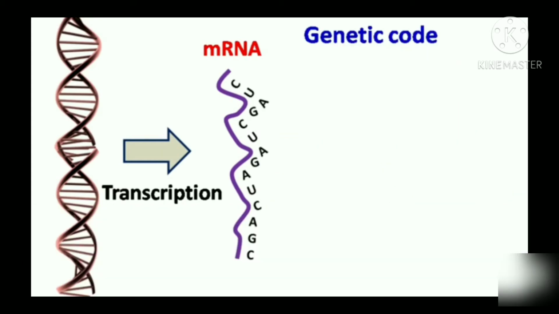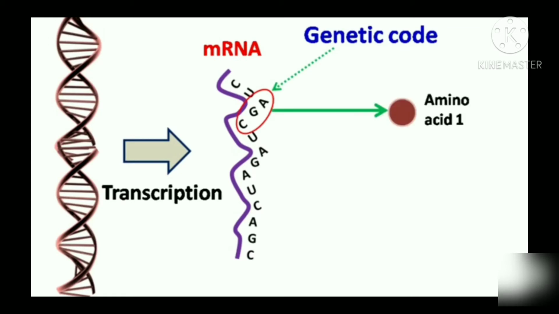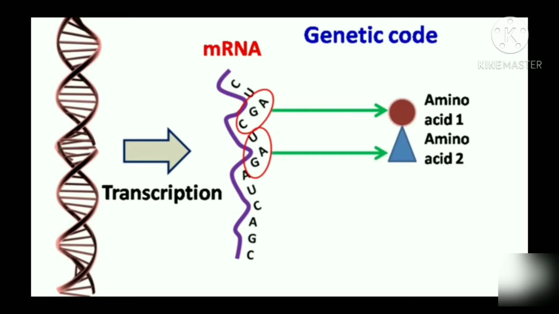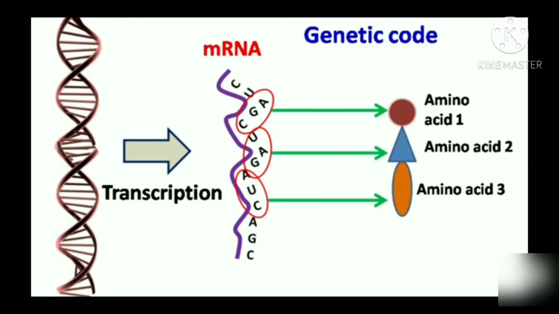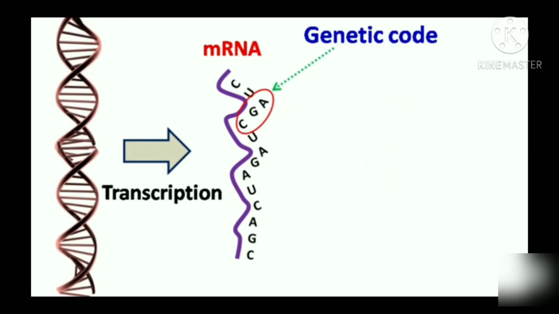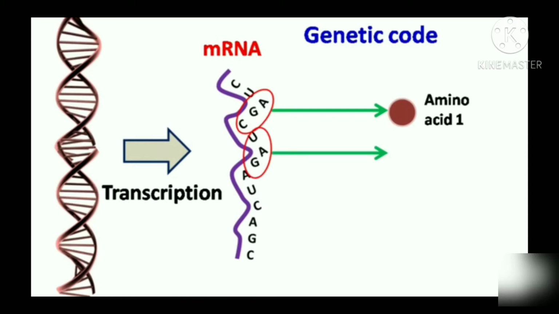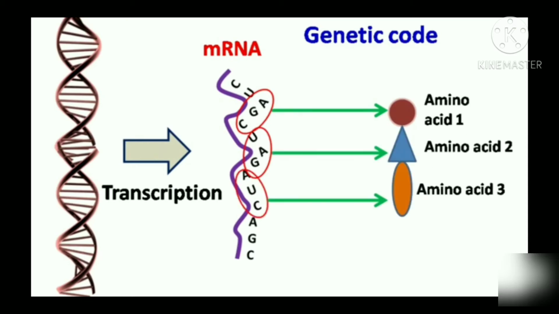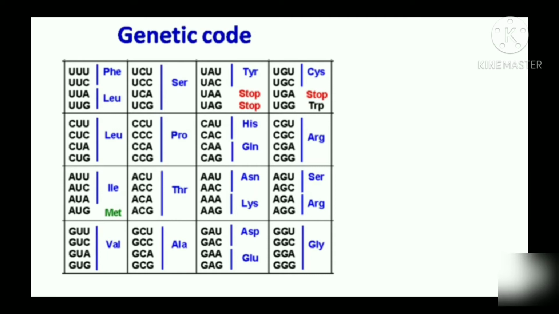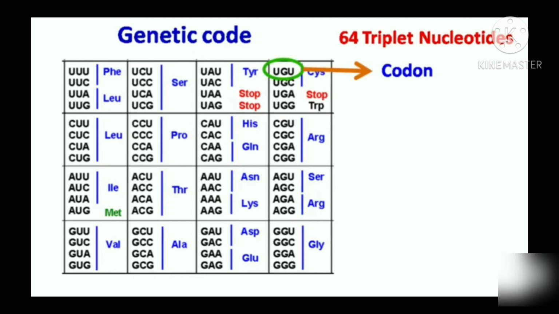The genetic code. Genetic code is a particular sequence of nucleotides that tells which amino acids are to be linked together to form a protein. The genetic code consists of 64 triplets of nucleotides that code for 20 amino acids. Each of these triplets is known as a codon.